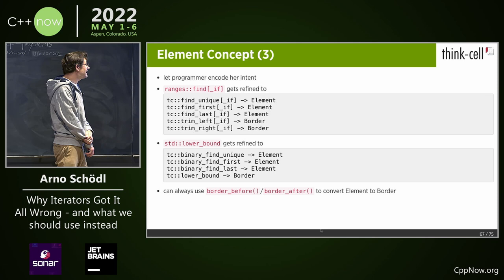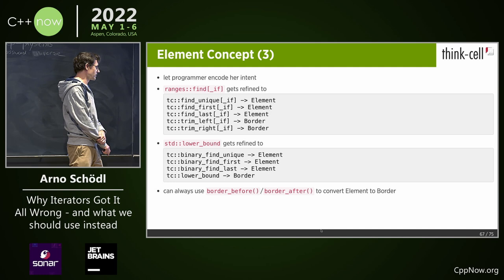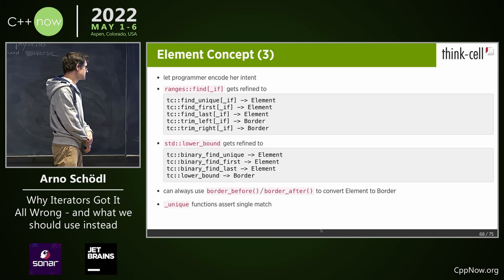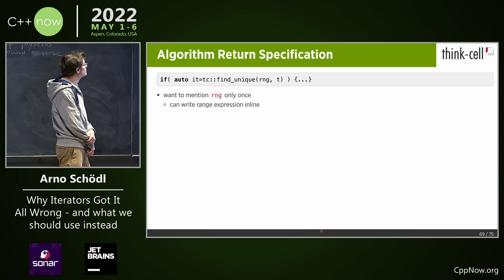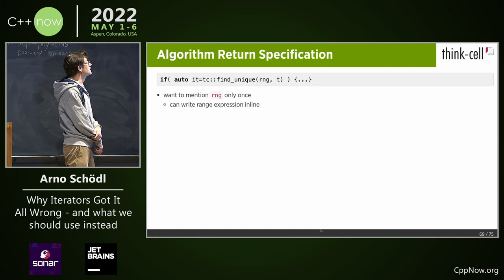And if for some reason you don't get what you want, then you can always go border before, border after, and patch it. And there it is. The unique functions are just an assert. So now we can do this, right? We can write find unique, and you want to mention the range only once.